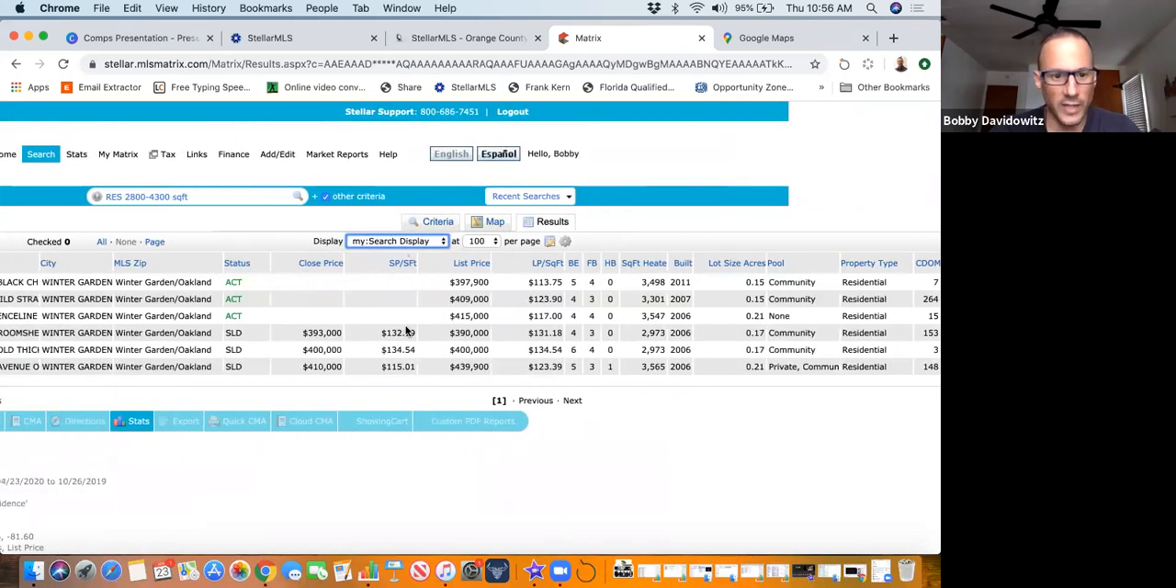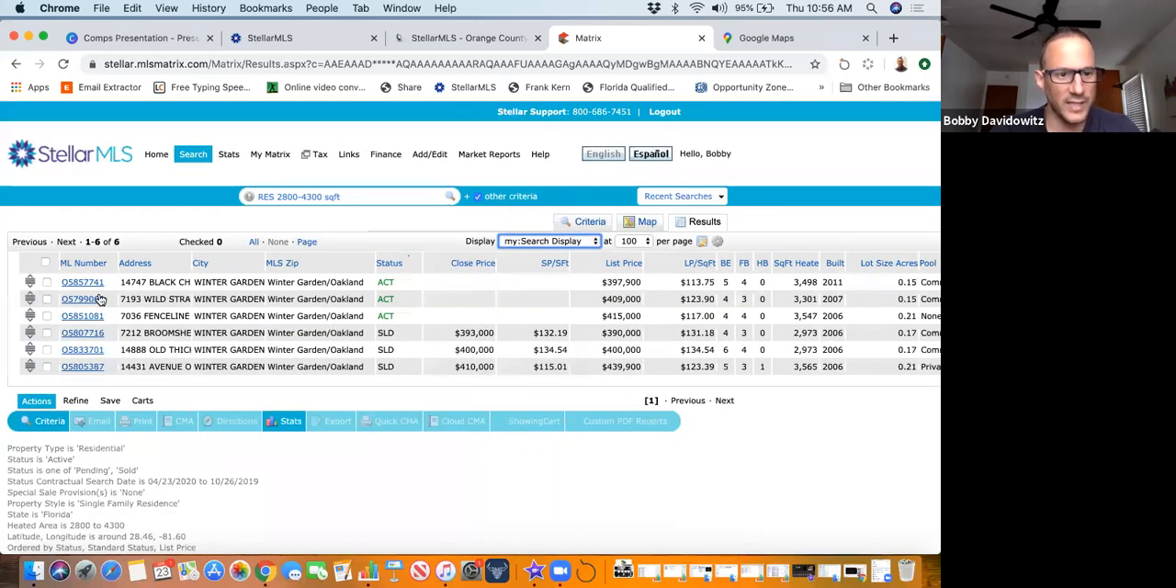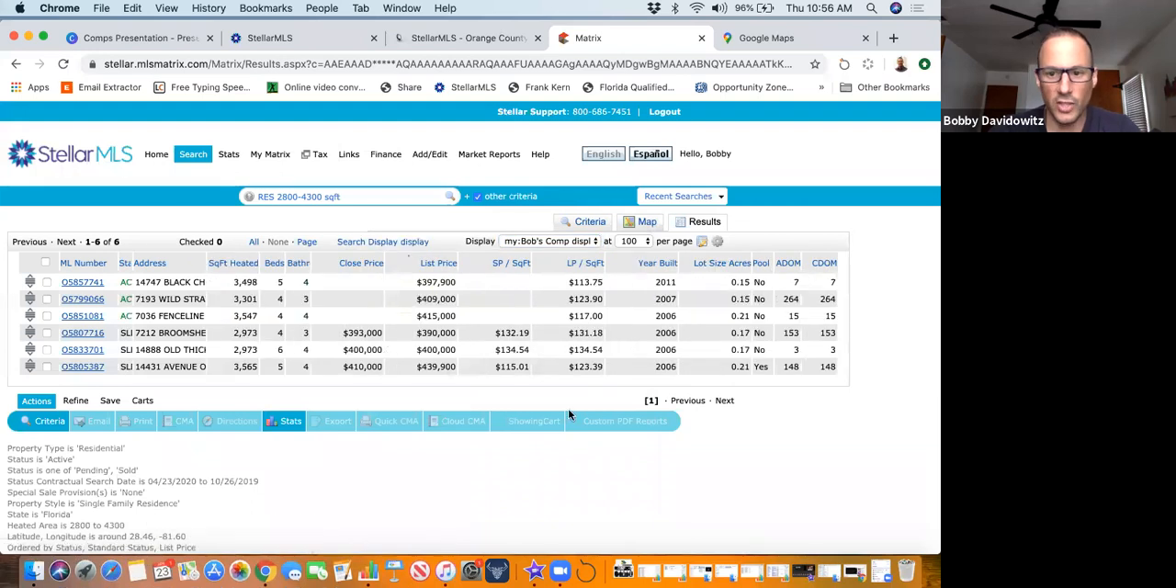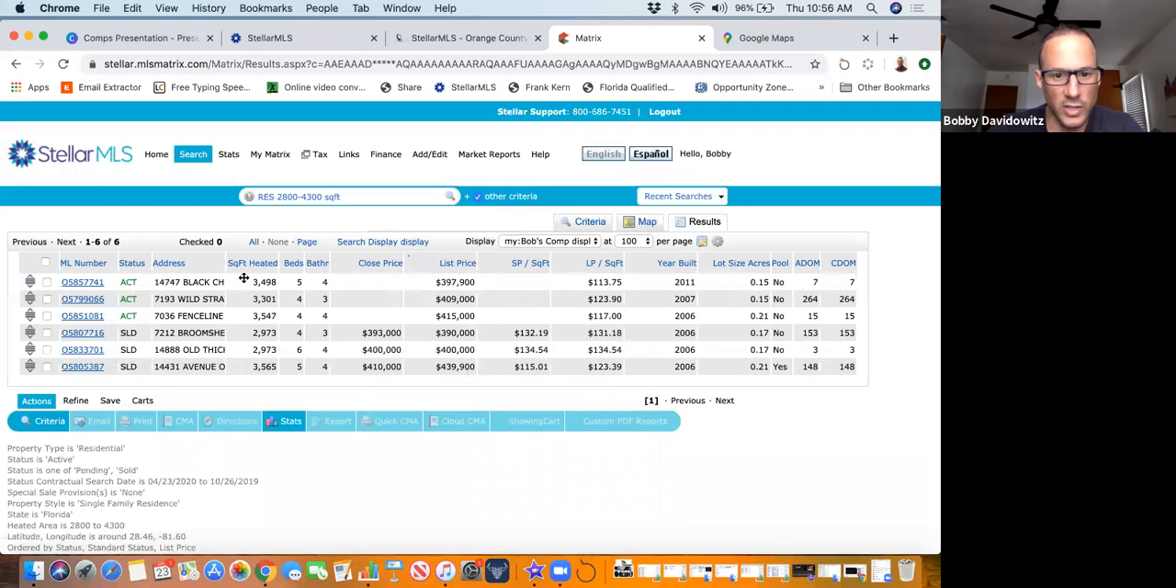And some of this stuff I don't necessarily need to see, and it's taking up a lot of space. So what I'll do is go to Bob's comp display. Now it's showing me just the stuff that I want to see right now, okay? It's all on one screen, and it just makes it a lot easier for me to look at.